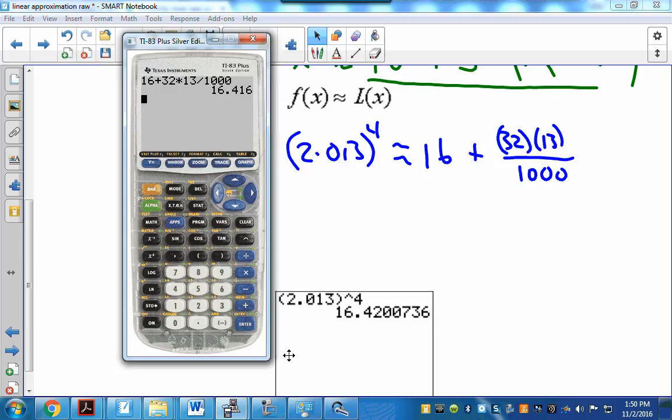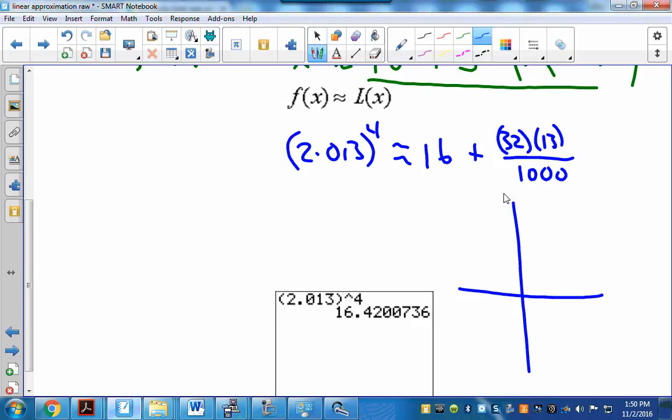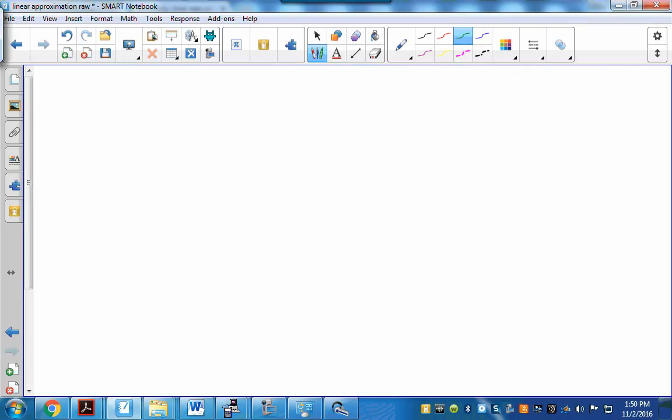Is my approximation too big or too small? Too small. And so why would that be? You know what the graph of y equals x to the fourth looks like. It sort of looks like a parabola. Like that. Yeah? And if we have a point, is the tangent line above or below the curve? It's below the curve. So the tangent line approximation is a little bit too small. Okay. Any questions on tangent line approximation?